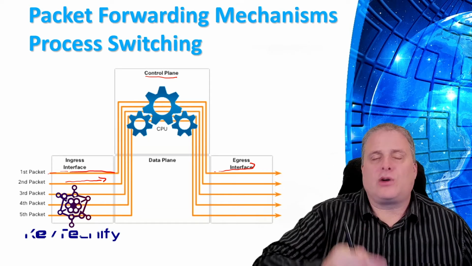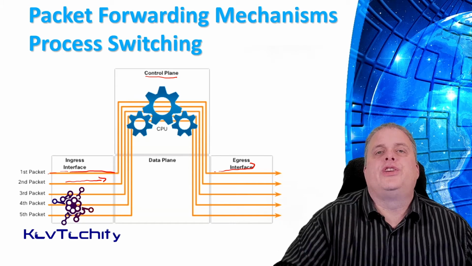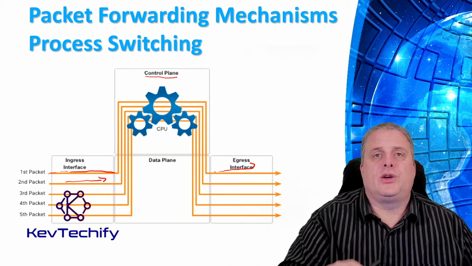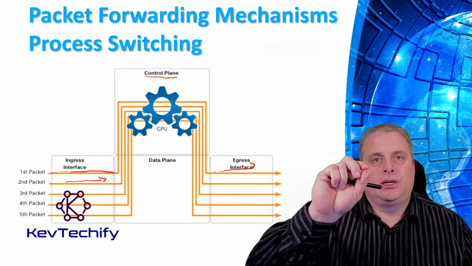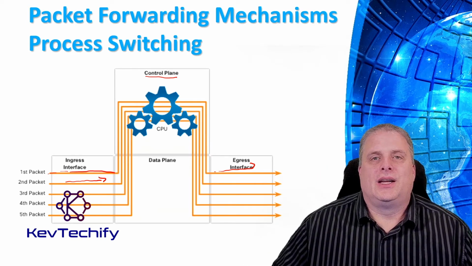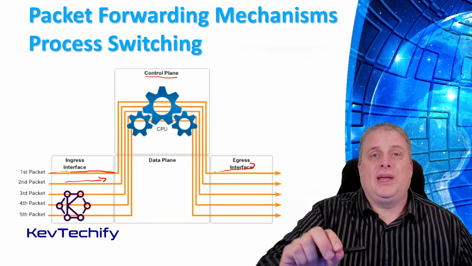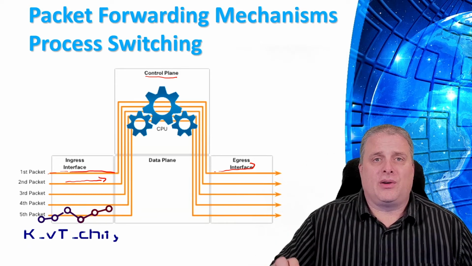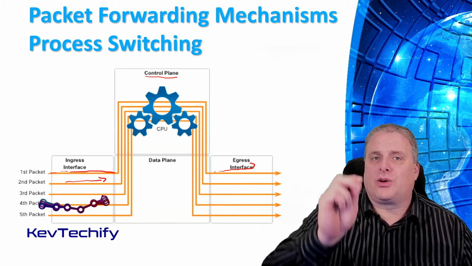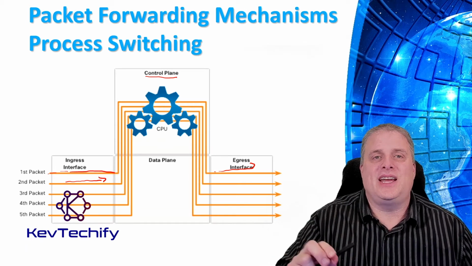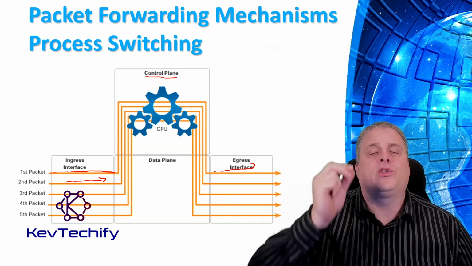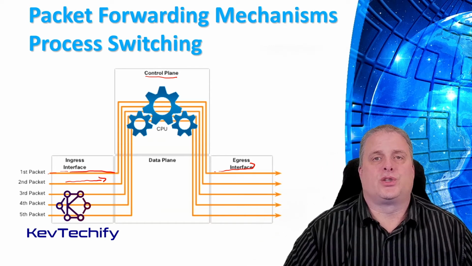If you're sending 1,000 packets and they're all going to the same destination address, process switching will look at each packet coming in, analyze it, go through the routing table, and then forward it out. Even if the next packet has the same destination, it'll go through this process every time. So it's repeating that process over and over and over. That's what process switching is.